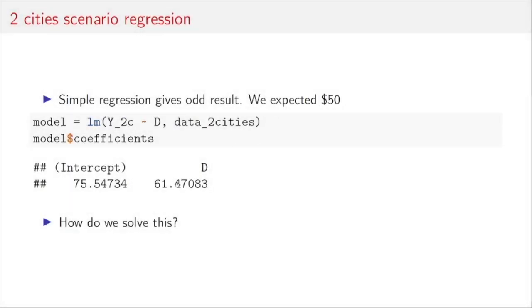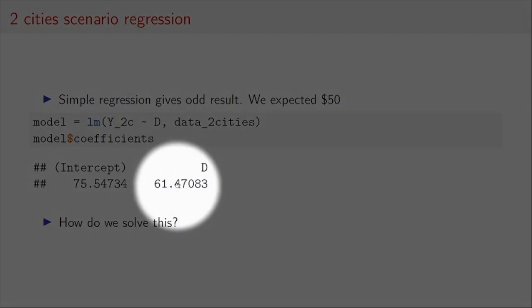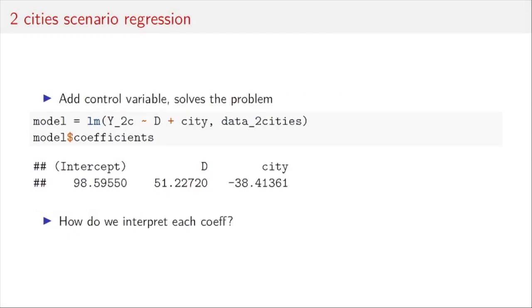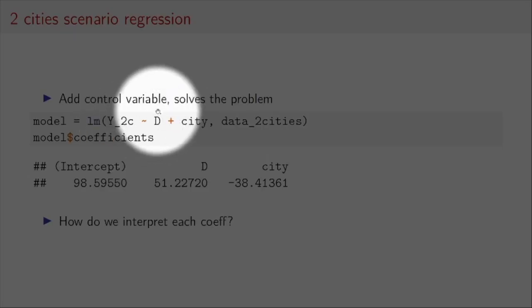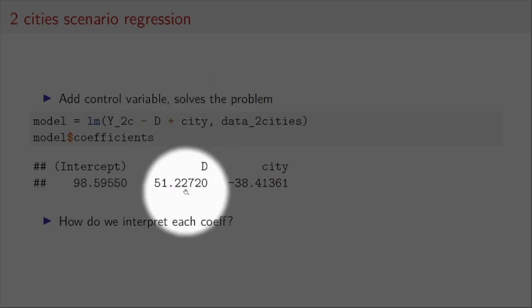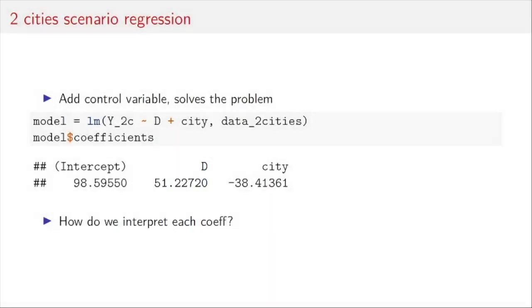However, we can see that the treatment dummy gets a coefficient of 61. This is not what we expected. It's obviously wrong. How do we solve this? All we need to do is add a control variable for the city. Now we regress the incomes on the treatment dummy and control for the city, and the treatment dummy now has the correct coefficient of about 50. Now, how do we interpret each coefficient?